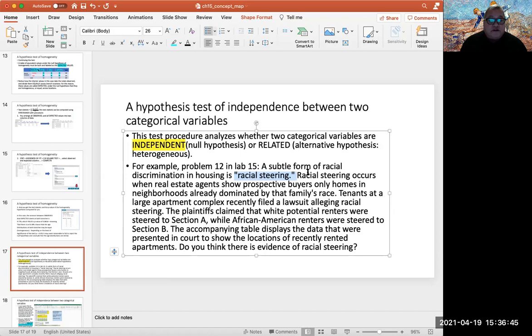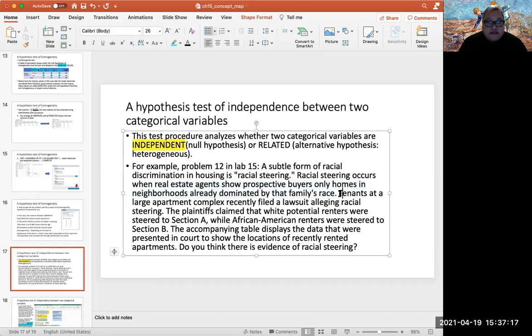Racial steering occurs, according to the problem, when real estate agents show buyers only homes in certain neighborhoods dominated by that family's race. And so you steer groups by race or by ethnicity into neighborhoods that are majoritarily within the racial and ethnic composition of the household looking for rent or for purchase of homes.